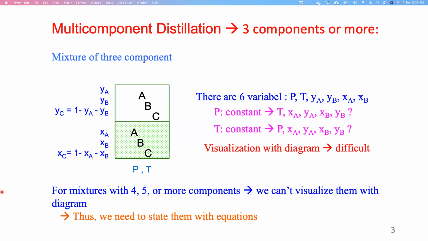We're going to use equations. We're going to have a set of equations, and we're going to use those equations to solve those problems, for example to find the equilibrium stages, to find the reflux ratio, to find the number of stages, to find the intercept. We're going to use some equations that accommodate those variables, okay.